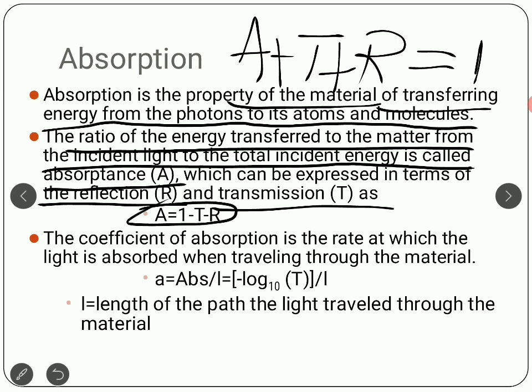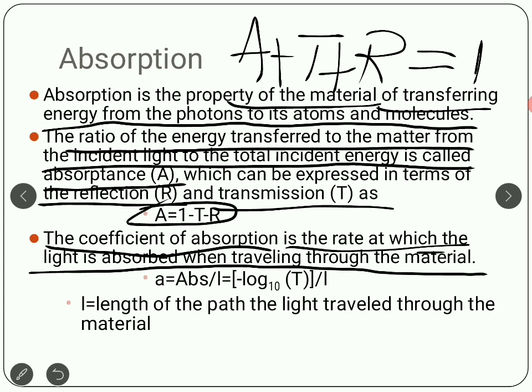The coefficient of absorption is the rate at which the light is absorbed when traveling through the material. So how fast the light is absorbed in the material is what we call the coefficient of absorption. So the coefficient of absorption is a very important term. This coefficient of absorption is given by absorbance divided by the length of the path through which the light travels. You can also write it in terms of the log scale in terms of transmittance. So you can replace all the terms and find out different forms of it using these two relations.